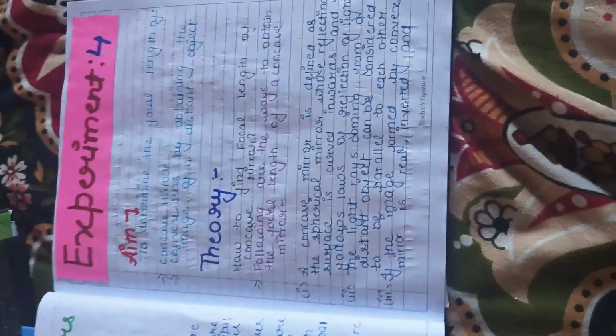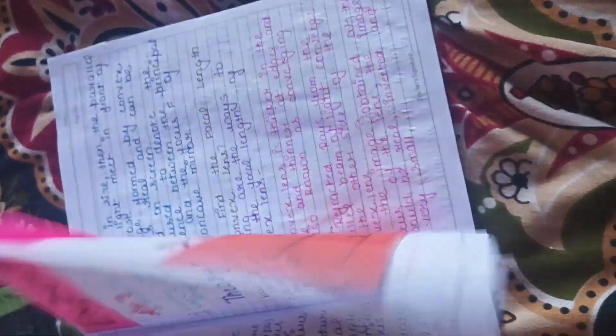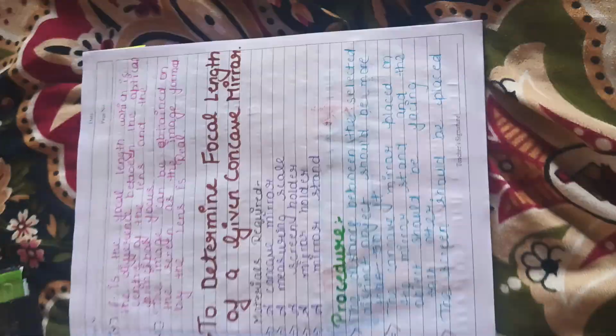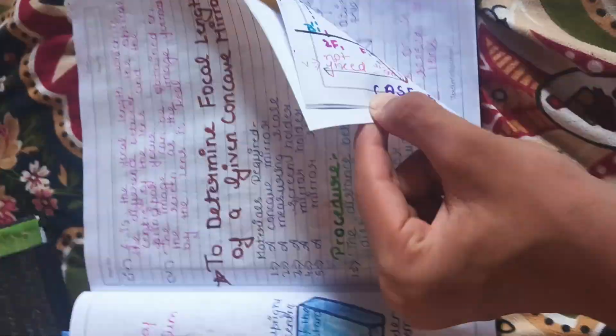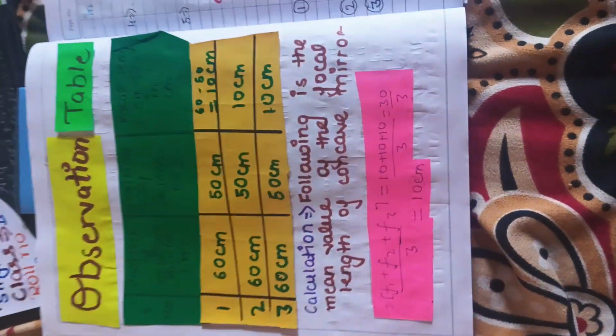Next we have experiment number 4 of the concave mirror. Here I have explained the spherical mirror from the refraction notes. So this is the activity, and this is the concave mirror and convex lens, also explained over here. This is to determine the focal length, and this is the experimental setup, the most important image. Then we have the result, precautions and the observation table along with the calculation of the focal length.